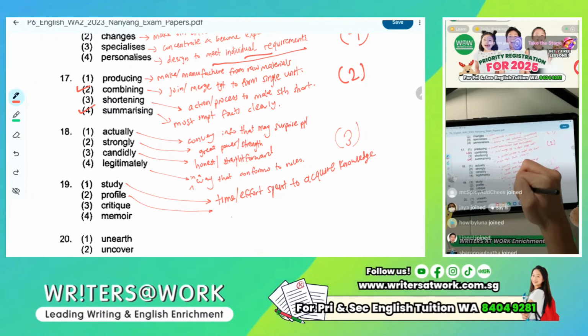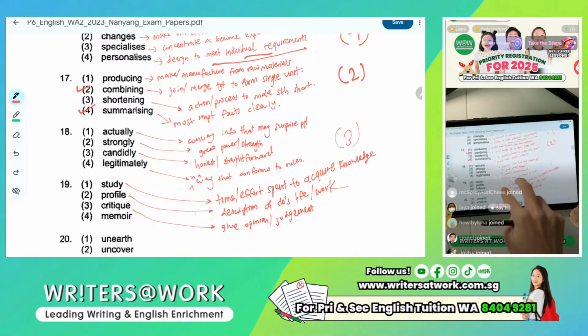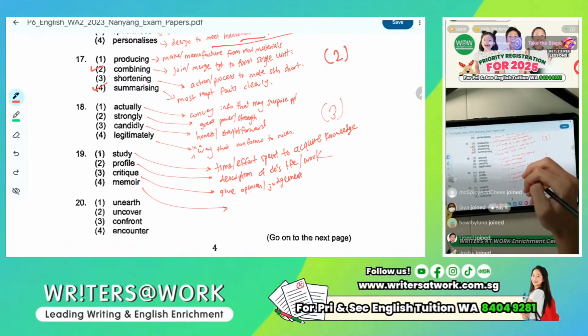Profile means that you are trying to have a description of somebody's life, work, etc. Now, critique means that you're trying to give an opinion or judgment of something. While a memoir means that we are looking at a historical account written from personal knowledge.